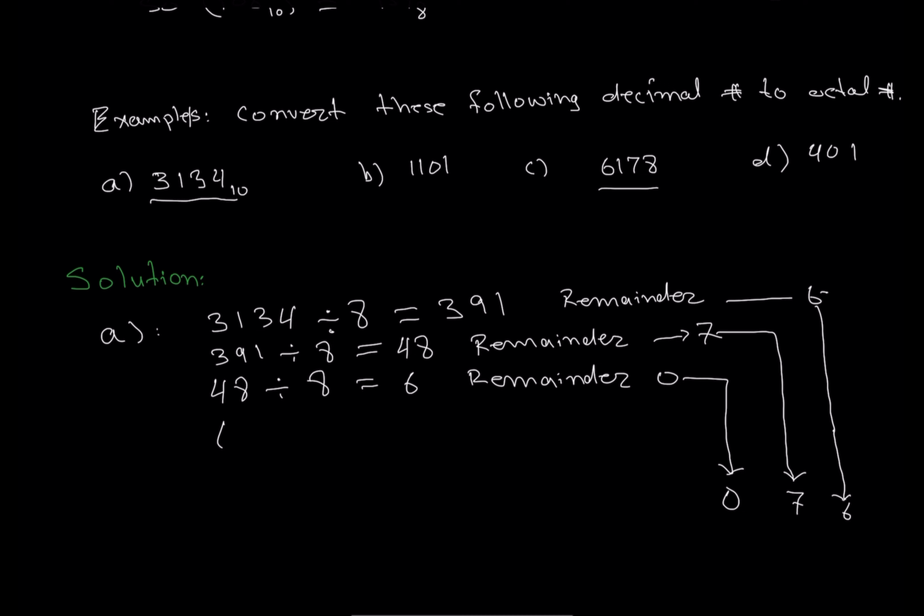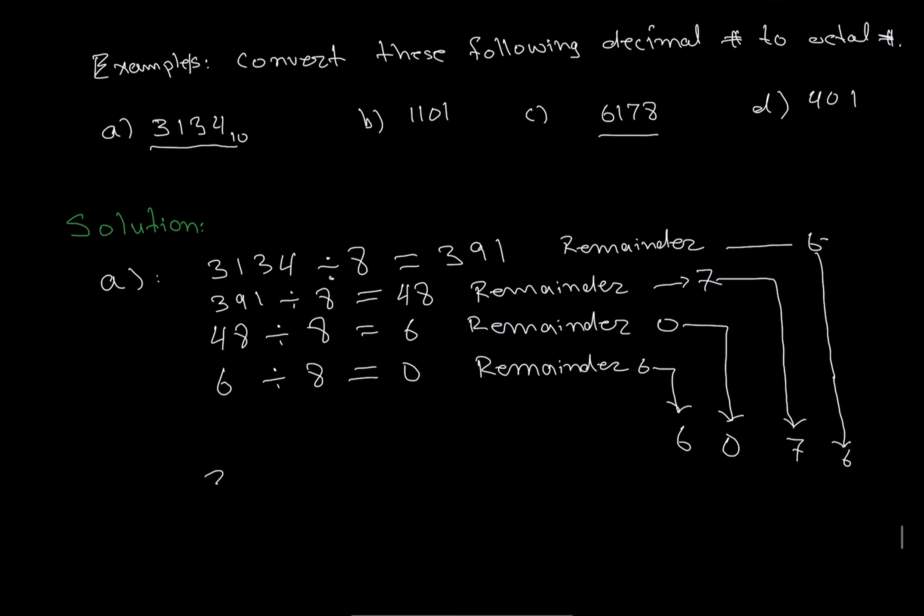Now we have a new quotient 6 divided by 8 is equal to 0, and remainder is 6. Bring that 6 down. So we have 3134 base 10 equal to 6076 base 8. That's how we solve it. We divide those numbers and we will get finally our answer there.